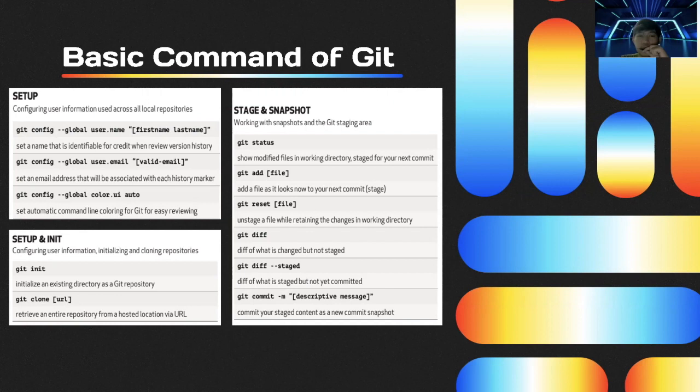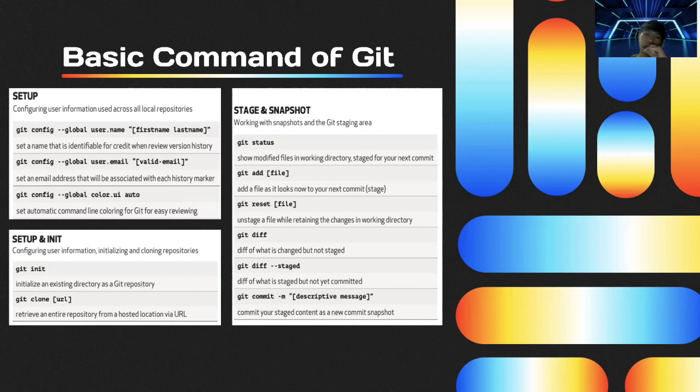The first command is git status. It's for showing modified files in the working directory, staged for your next commit. Next command is git add [file]. It's for adding a file as it looks now to your next commit. And then next command is git reset [file]. It's for unstaging a file while retaining the changes in the working directory.